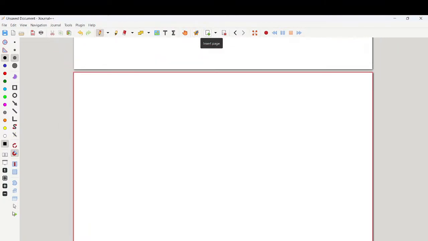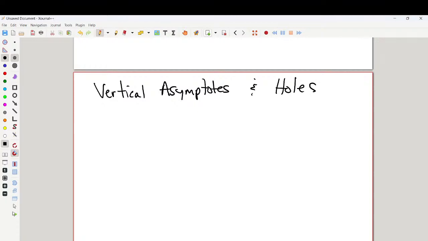2 other must-knows: vertical asymptotes and holes. They play together. First of all, just a visual.